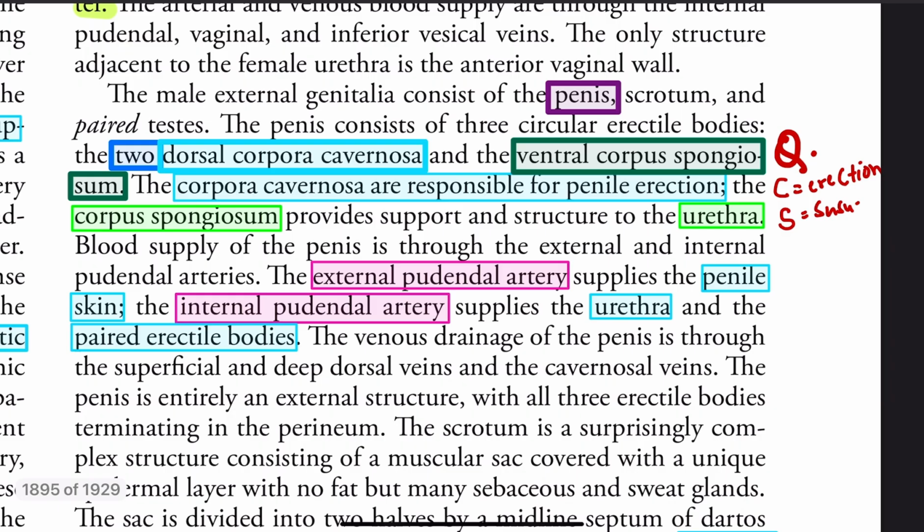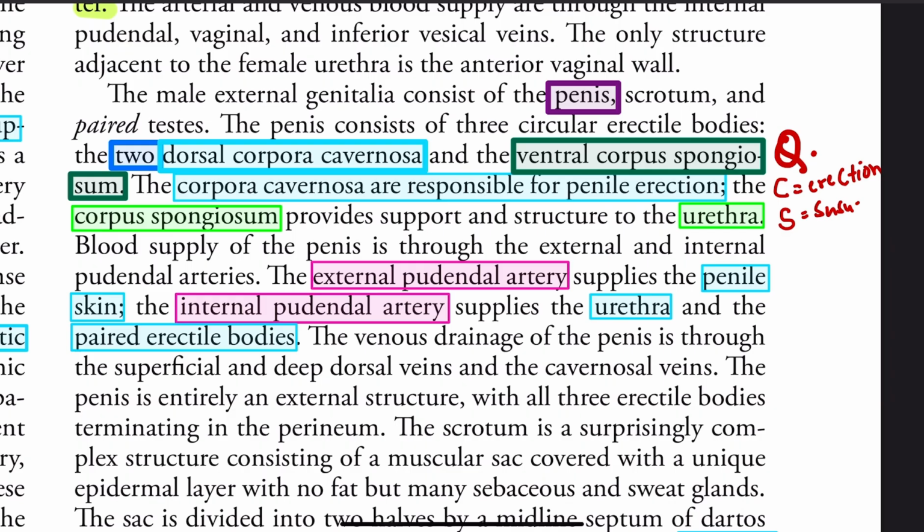So 2 dorsal corpora cavernosa and 1 ventral corpus spongiosum. So remember, 2 is 2C, corpora cavernosa. And then 1 is spongiosum, single.